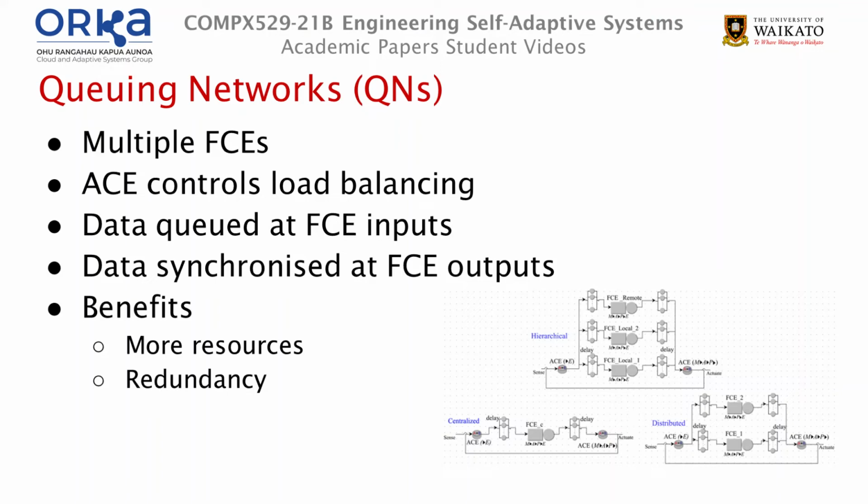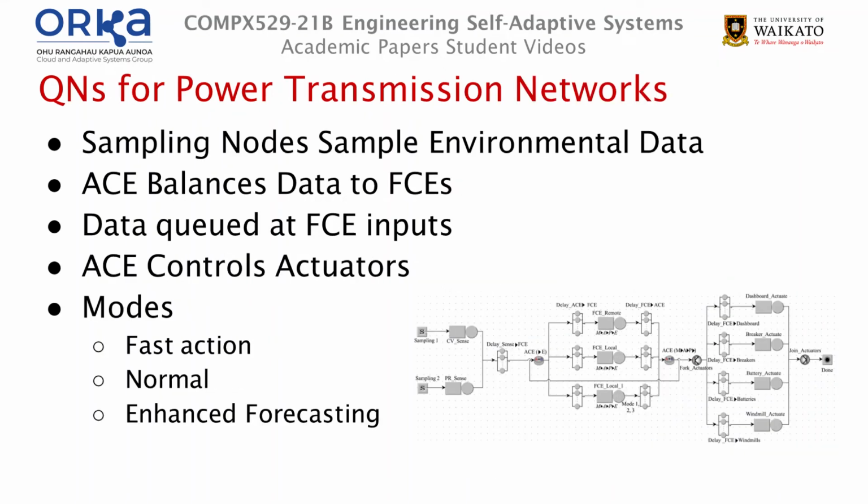The benefits of this are more resources, as the remote FCE may have more resources than local ones. It also provides redundancy, as one FCE may go down. This data can then be sent to another one in the system. This is an example of a queuing network for the power transmission network.